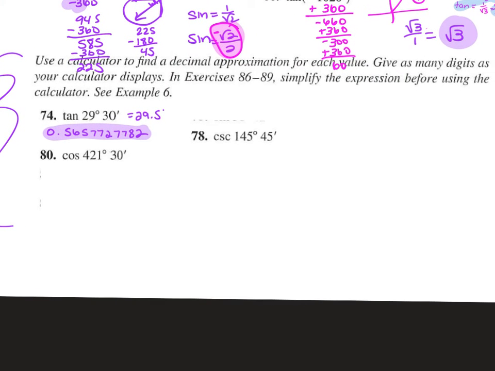78 is cosecant. So I have to do 1 over sine, and again 45 divided by 60 gives me that 0.75. So this one's also easy to convert. 1 divided by the sine of 145.75. And I get 1.776814578.